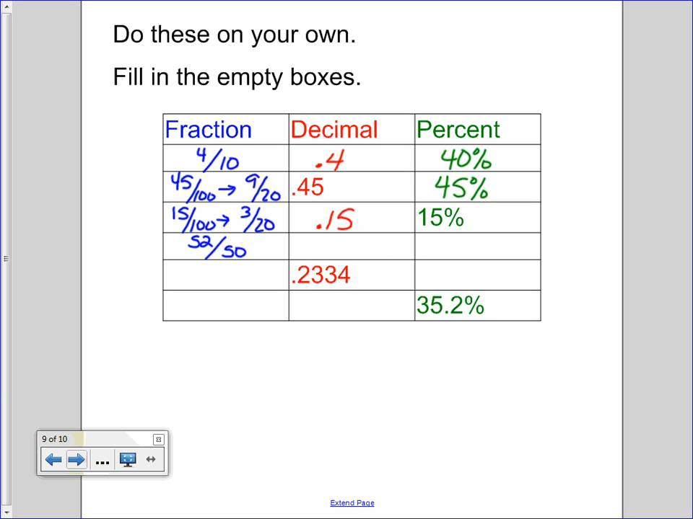52 fiftieths. Change that into a percent, or excuse me, a decimal. We would have 1.04. And as a percent, it would be 104%.